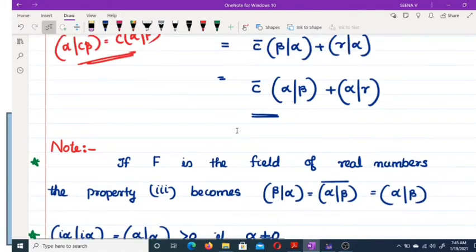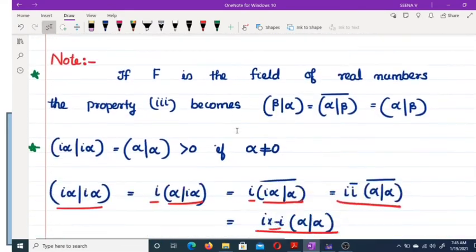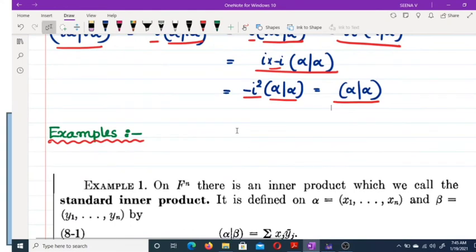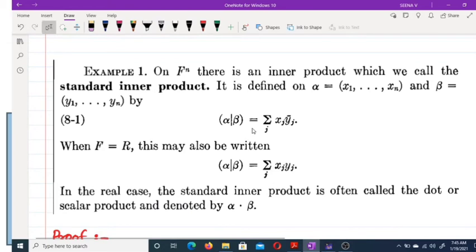So this is the definition of an inner product. Now we are moving to one example of an inner product. We are defining the inner product on Fn. You can define it on Rn, or on R2, or on Cn, etc. So how do we define the inner product? This inner product is called the standard inner product.